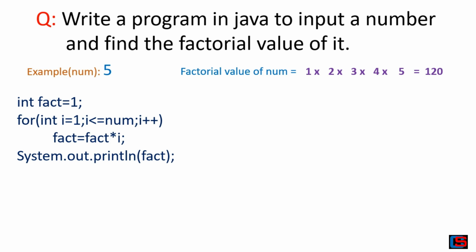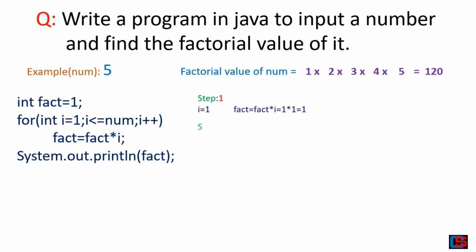So let's see how this program actually works. I am going to dry run this program. In step 1, the num value is 5. When the loop executes for the first time, the value of i equals 1. So fact equals fact into i, that is 1 into 1. So the fact value becomes 1.